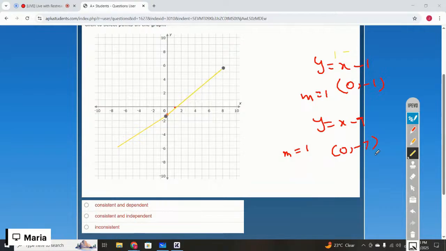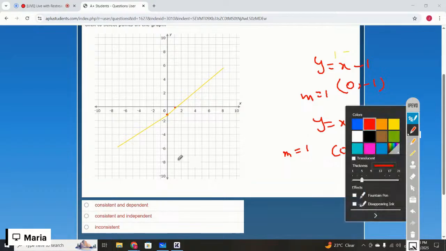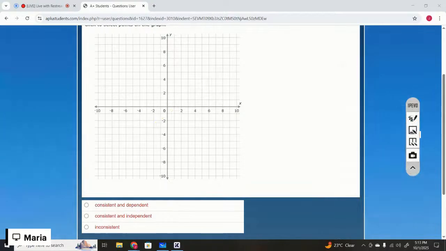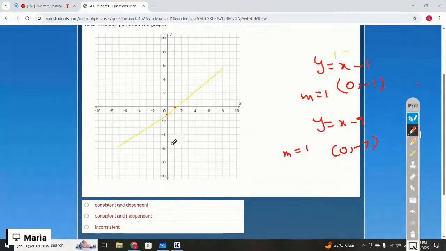Okay. The next one is 0 and negative 7. X is 0, y is negative 7, and the slope is also 1. Move up and right up. So join these 2 points and make a line.